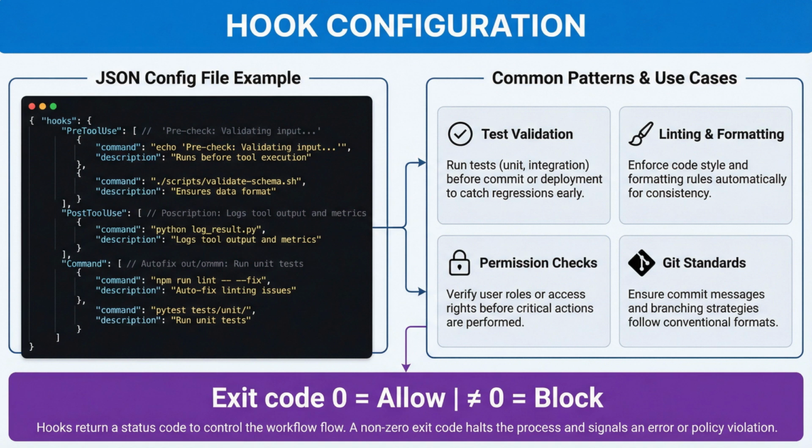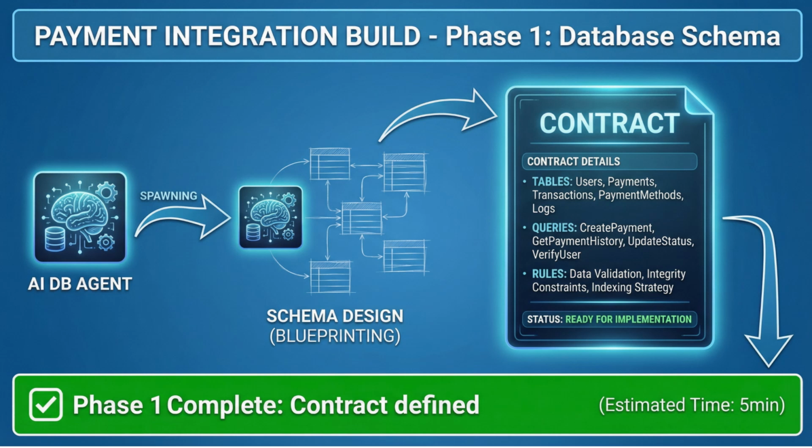Configure hooks in your Claude Code settings file. Define the hook type, specify which tool it applies to, write the validation command, and set the exit criteria. If the command returns a non-zero exit code, the hook blocks the action. You can add hooks for any tool, write, edit, bash, git commands, and chain multiple validations together. Common patterns include test validation before writes, linting after edits, permission checks before dangerous operations, and git hooks that enforce commit standards.